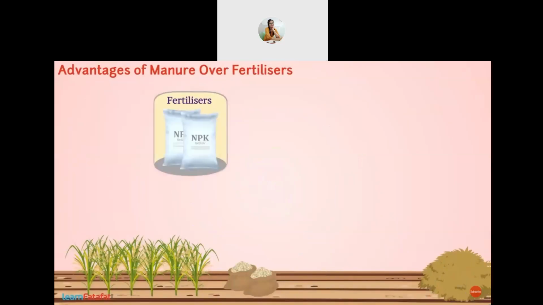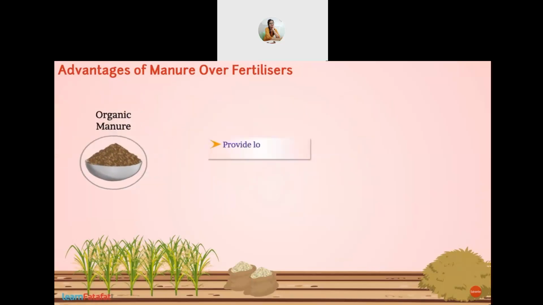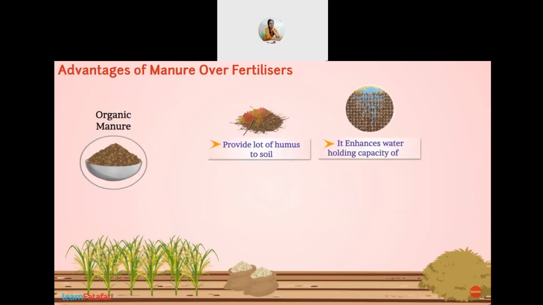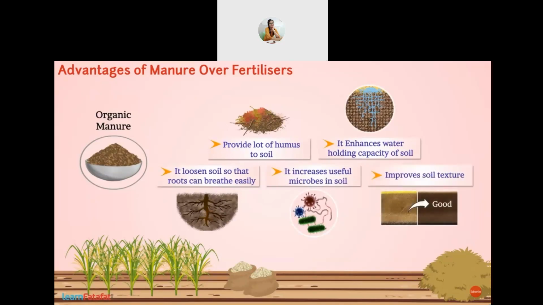Even though fertilizers are very rich in nutrients, we should still encourage the use of organic manure because of many advantages over fertilizers. These are: manure provides a lot of humus to the soil. It enhances water holding capacity of soil. It loosens soil so that roots can breathe easily. It increases useful microbes in the soil. And it also improves soil texture. So, it is recommended to use organic manure for crop production.